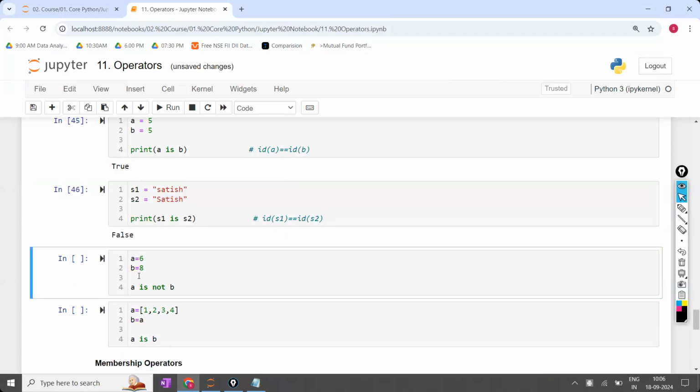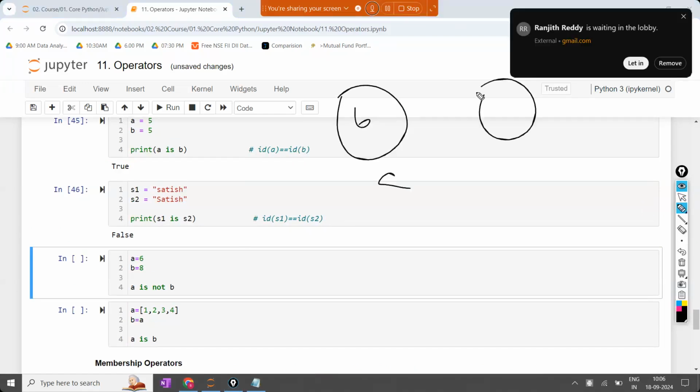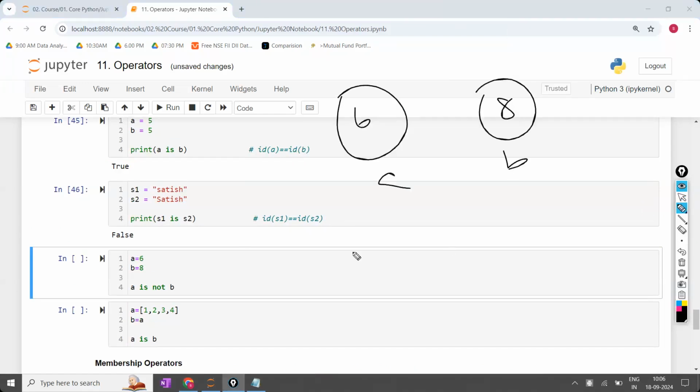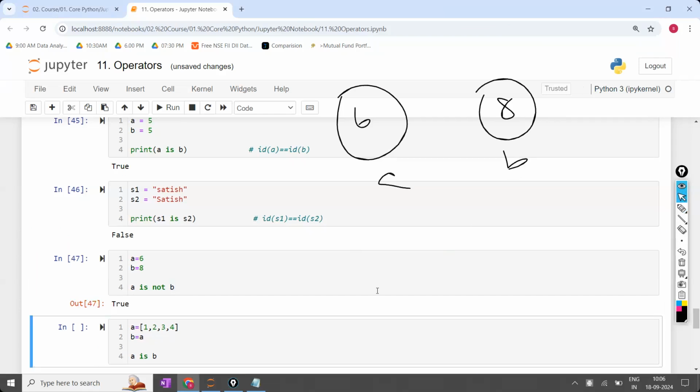A is equal to 6, B is equal to 8. A is not B means obviously A is not B. Both are different, so how can both be the same? Obviously both are different, so A is not B. A is B means false. A is not B means true. Not false is true, the opposite of that. So which is true? Is the point clear?